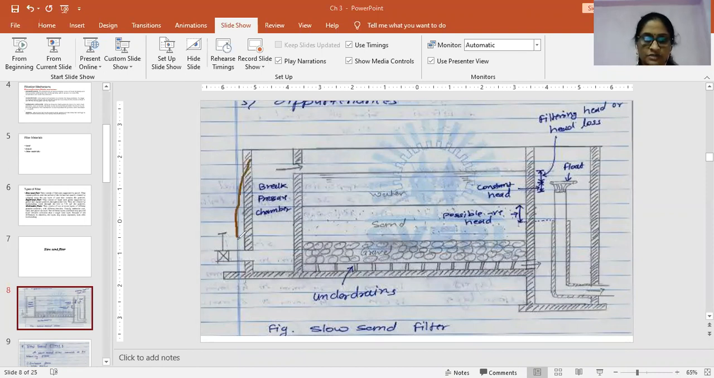This is the first chamber you can draw first. Water is entering through this. It goes up and then comes to the next chamber, and here is the sand filter. The filtered water will be collected here and transported to the next chamber, and through here the water will be collected out from this filter. This is the path. You can start drawing in this direction.